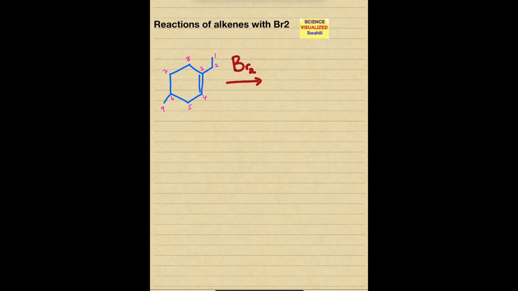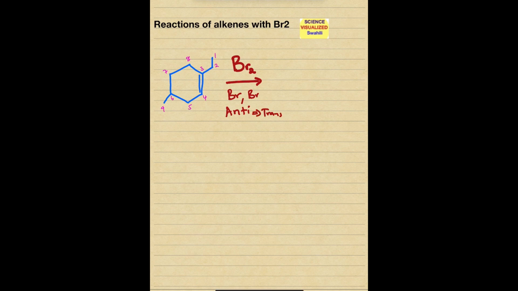Basically, bromine or Br2 reacts with alkene in such a way that you end up adding Br and Br across the double bond, but that addition is done in an anti-fashion. So we say anti-addition. That means one Br adds from the top, the other one adds from the back, and therefore it results in what we call trans product.